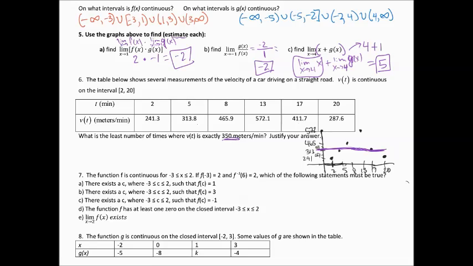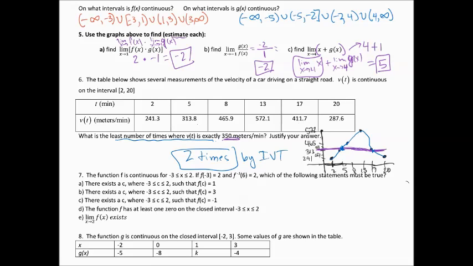So what does this mean? If I connect these points, whoop, I crossed once, and I had to cross again. So if I connect all the points on this interval, I had to have crossed this value twice. So the least number of times where it's exactly 350 would be 2 times. I crossed my line twice, and this is by IVT.